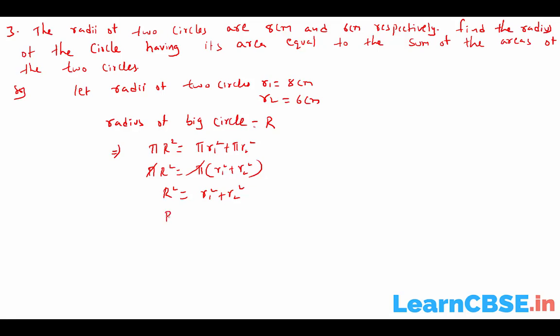Now R square equals r1 square, that means 8 square, plus r2 square, that means 6 square. That means capital R square equals 64 plus 36, capital R square equals 100. That means R equals under root 100. You will get 10 centimeters. That is the radius of the circle which has an area equal to the sum of the areas of these two circles. Going for the next question.